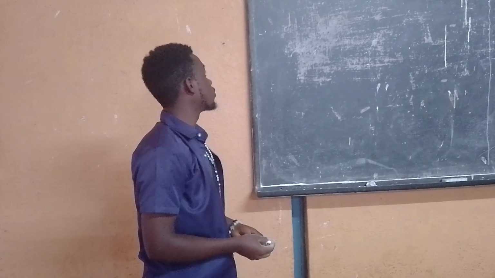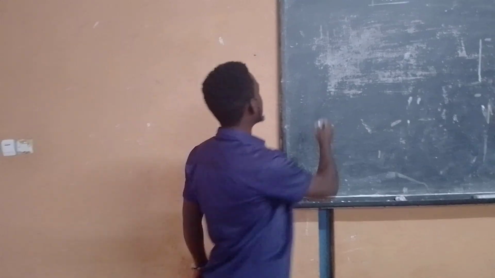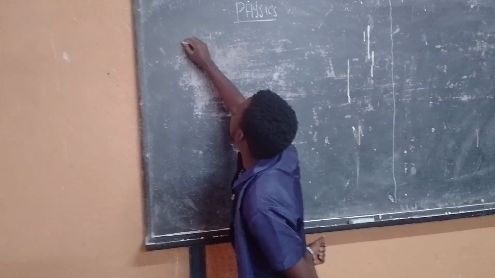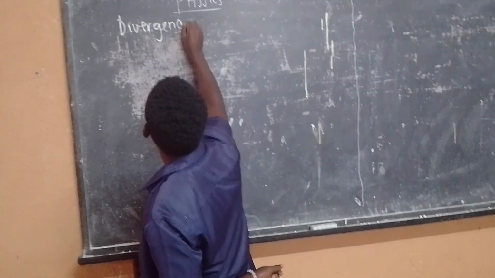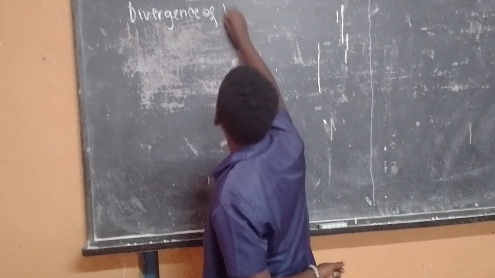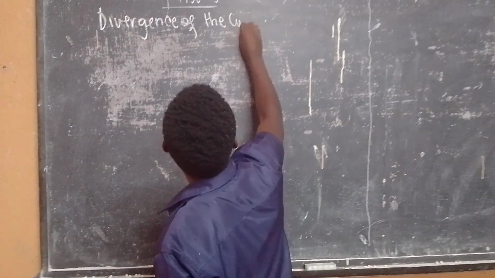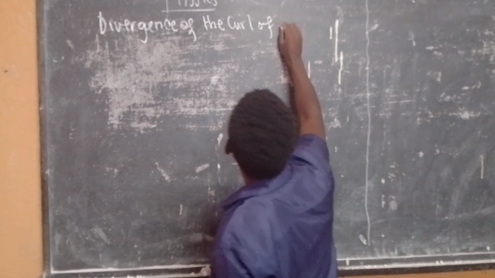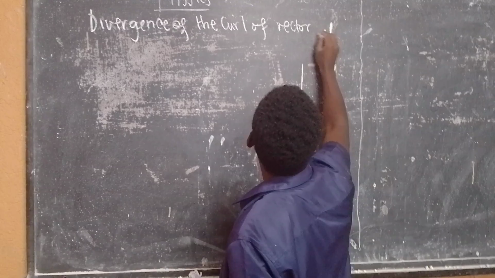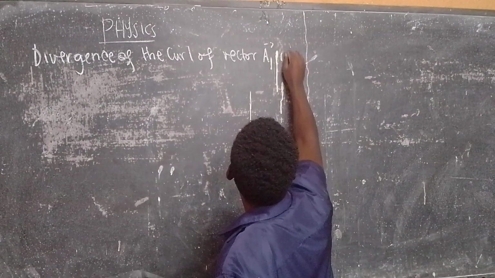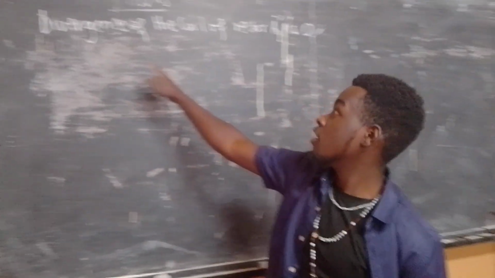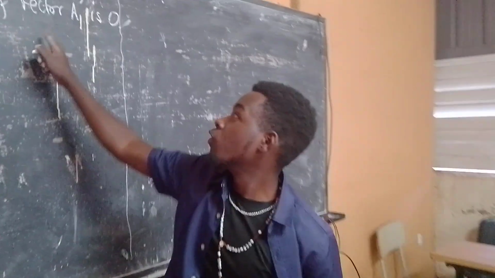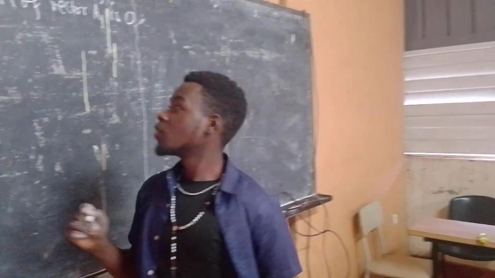We are going to prove that the divergence of the curl of vector A is 0. We are going to prove that the divergence of the curl of the vector A is 0.